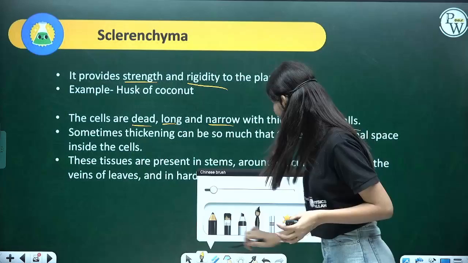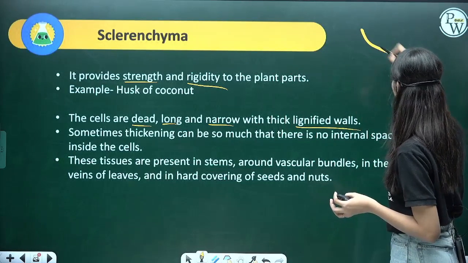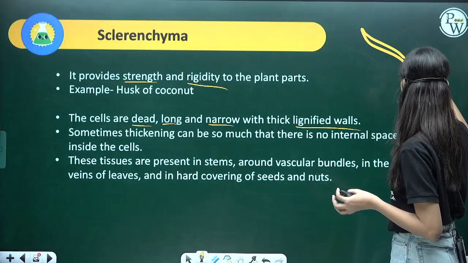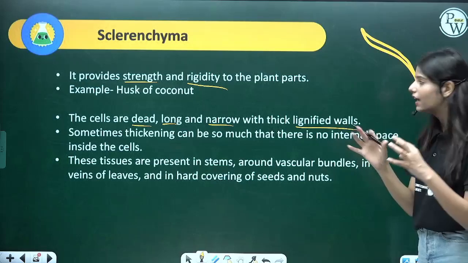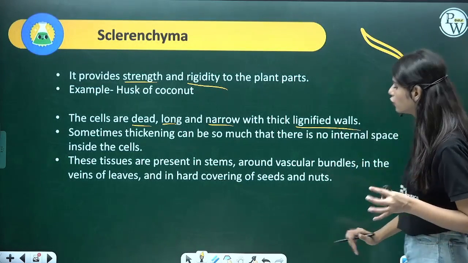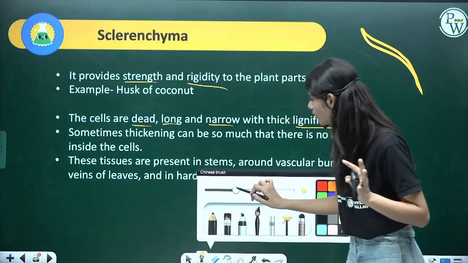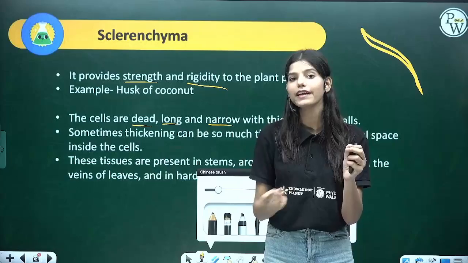Okay, so if you see in this picture, here you can see I have drawn a Sclerenchyma cell. Do you see the lumen is really thin, really narrow? Why exactly? Because the walls are really thick. And why exactly are the walls thick? The walls are thick because they have this lignin present in their walls.